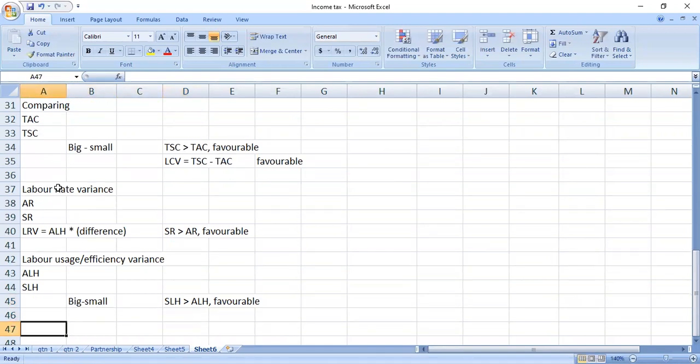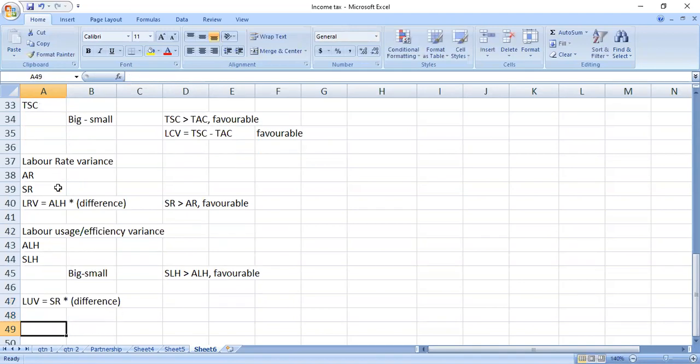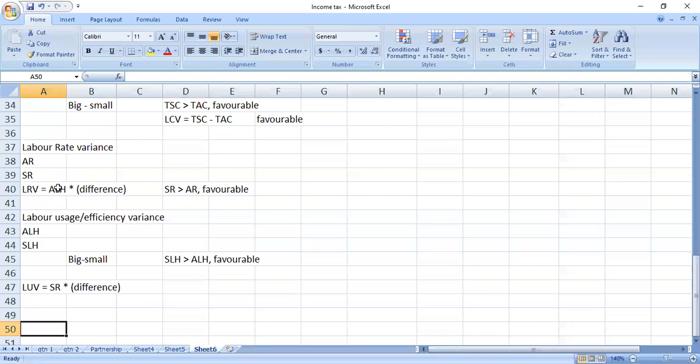So we say now labor usage variance is going to be equal to, remember for material we bring the standard price, now in this case the standard rate, times the difference. Now unfortunately for this one, I don't have a question from past papers. I'll just give a scenario. So we're giving assumptions here.